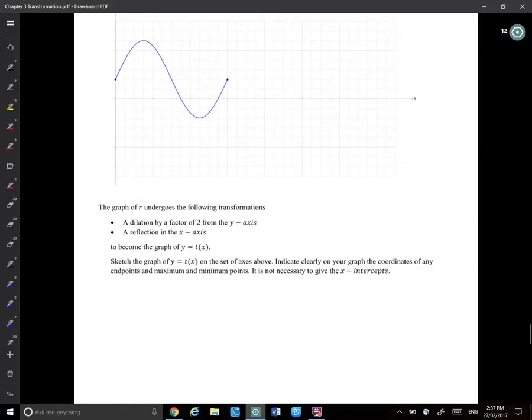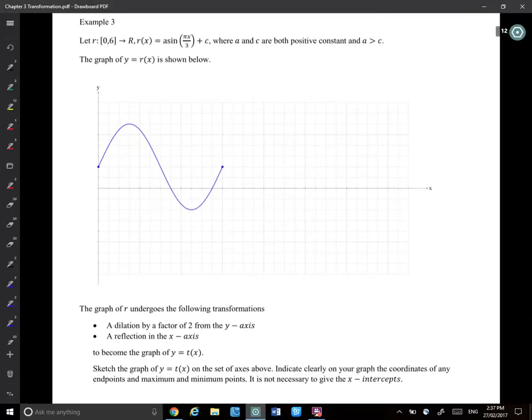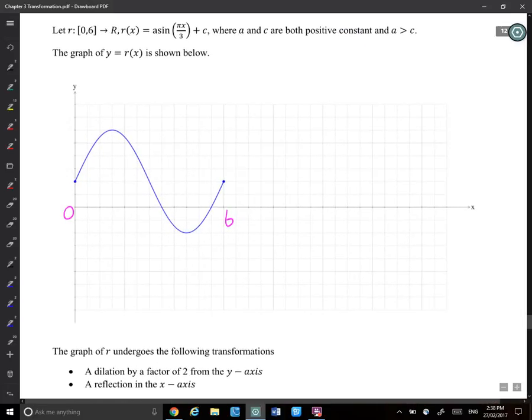Let's have a look at example 3. Now you have example 3 here, and let the domain be 0 to 6. So here is 0, here is 6. Here is the midpoint, which is 3. So 3 and 6.